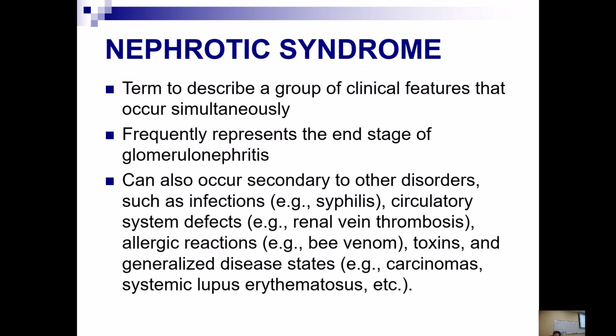Nephrotic syndrome. Nephrotic syndrome we use to describe a whole group of clinical features. Remember what I talked about a couple lectures ago. Anytime you see nephrotic syndrome, you should think fat. Anytime you see fat in the urine, you should think nephrotic syndrome. Oftentimes you see this at the end stage of glomerulonephritis, but it can also occur secondary to infections such as syphilis, circulatory system defects, allergic reactions, toxins, and other disease states such as cancers and lupus.